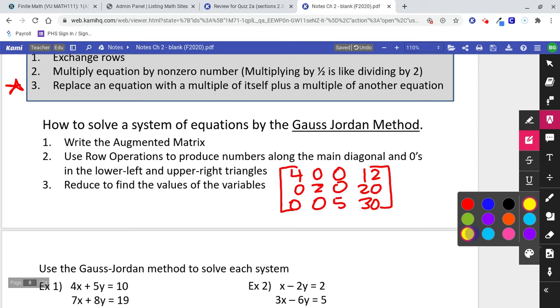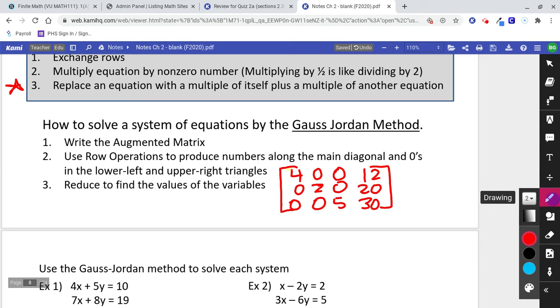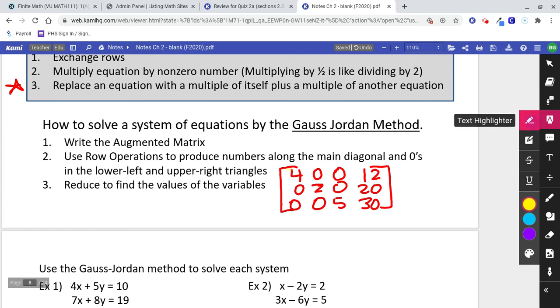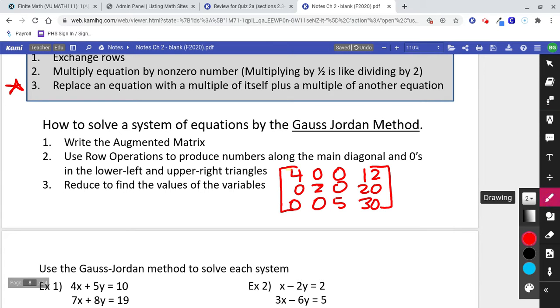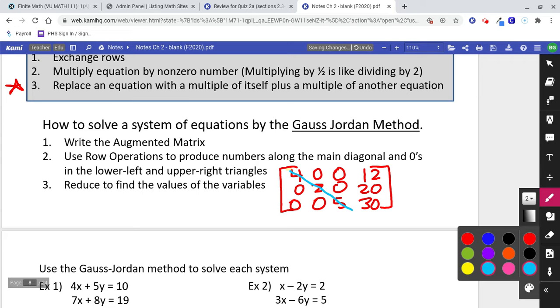That's this. Oh, that's not a diagonal line, is it? Okay. Do I have a highlighter? I don't know how my highlighter works. Anyway, let's do this. Sorry. Right there. Numbers along that diagonal.